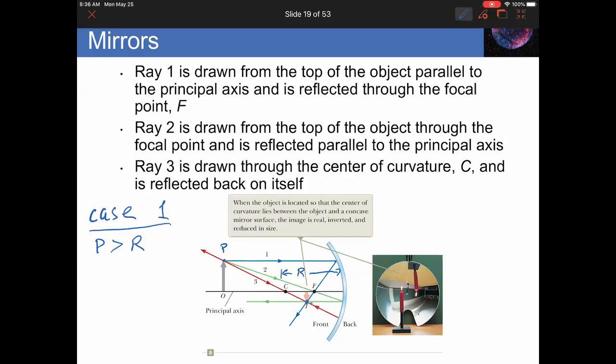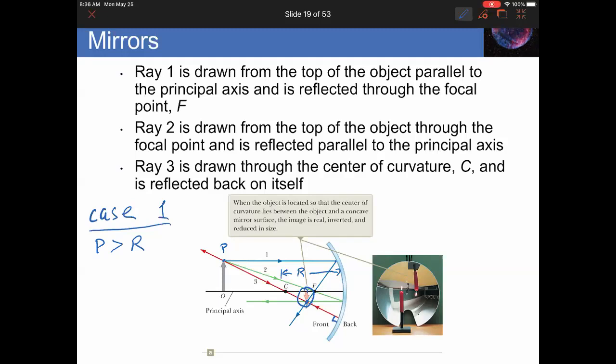The third one is a convenient one because the line goes through the center of the curvature, hits the mirror, and it's always going to hit the mirror perpendicular to it, and then reflects back on itself. Then you can see all three of them converge at that point. Then you draw the image, and you can see the image is inverted, it's upside down. And in the picture, the image is upside down, and it is real.